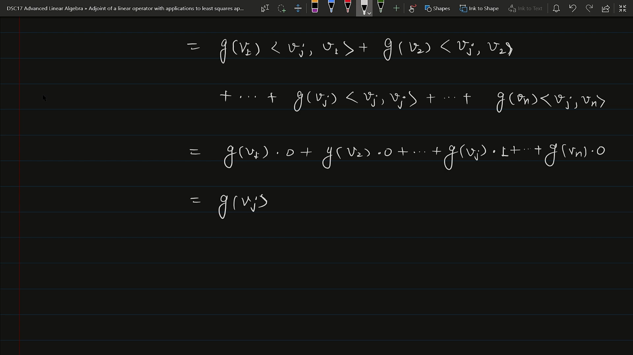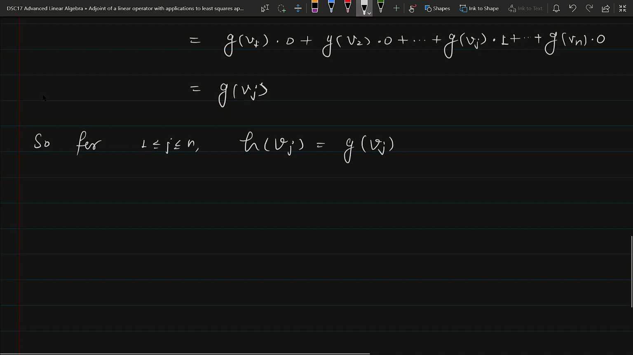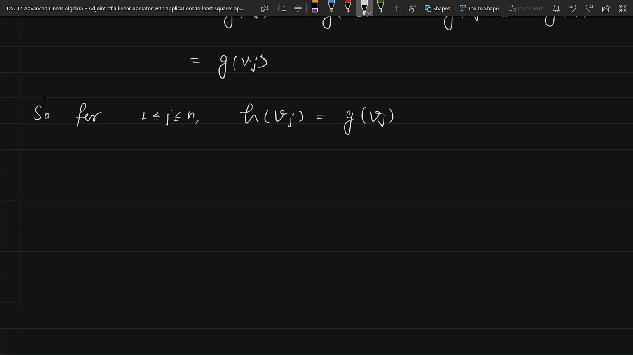So in short you will have g of vj. So for j running from 1 to n, you have that h of vj is equal to g of vj. इसका मतलब बेसिस के हर एक एलिमेंट पर h और g दोनों सेम हैं. So this implies that h x is equal to g x for all x belonging to V.